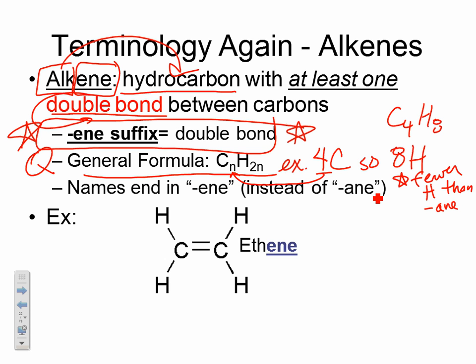Notice that there are fewer hydrogens than an ane. Right? Fewer hydrogens in this general formula. That's because the carbon is bonding more frequently with itself because it's got a double bond. So it's bonding twice with carbon, twice with itself, so it can't bond as much with hydrogens. We're going to have fewer hydrogens on this compound. And again, we have the ene suffix.